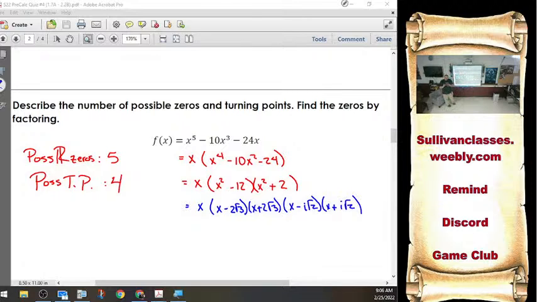Or, now that I'm in that factored form, I can set each of them equal to 0. I could also say x squared minus 12 is 0, x squared is 12, x is plus or minus 2 root of 3.